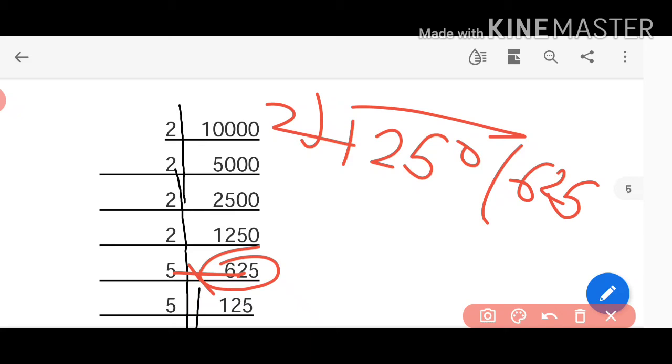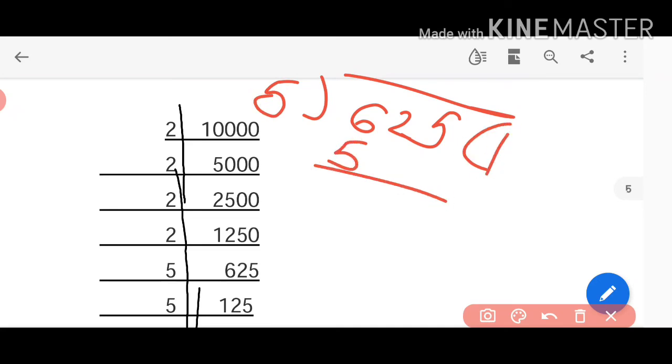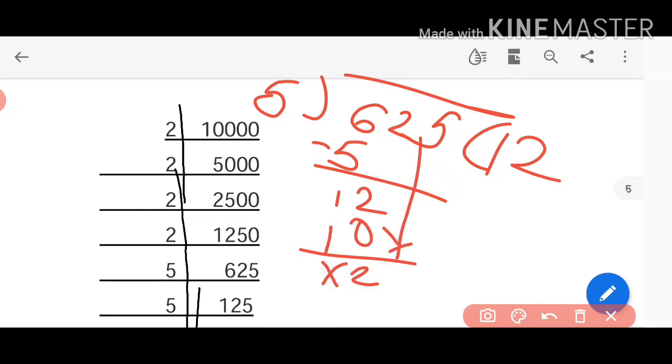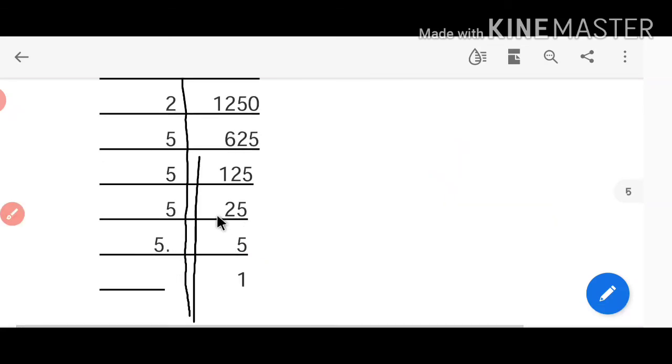check by 5. 5 ones are 5. Again you can see 625, you have to divide by 5. 625 divided by 5. 5 ones are 5. 6 minus 5, 1, 12. 5 2s are 10. And 5 5s are 25. It means how many times? 125 times. So you have to write here. Now again divide 125 by 5. So 5 2s are 10, 5 5s are 25, 5 5s are 25, and 5 1s are 5.